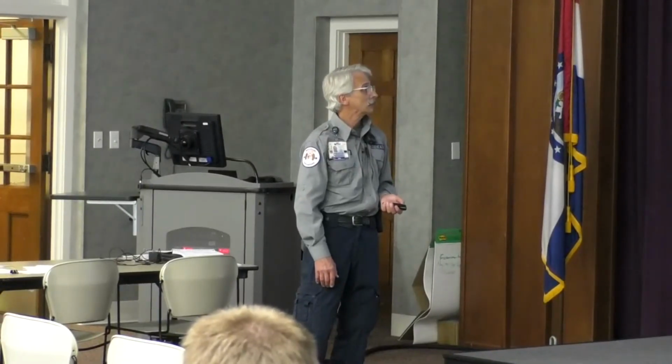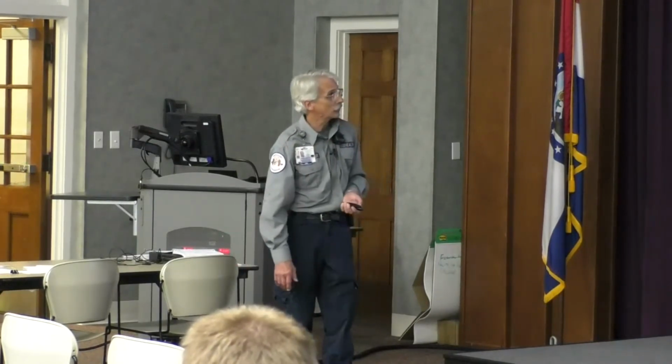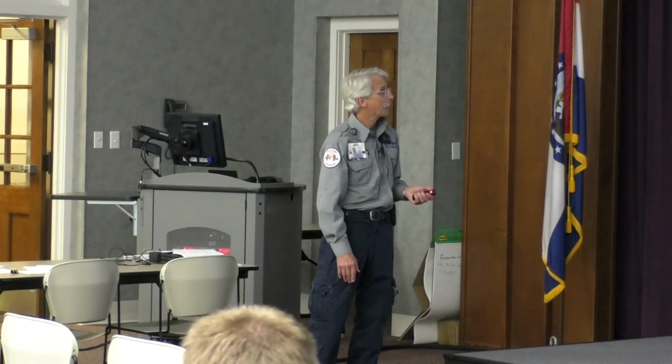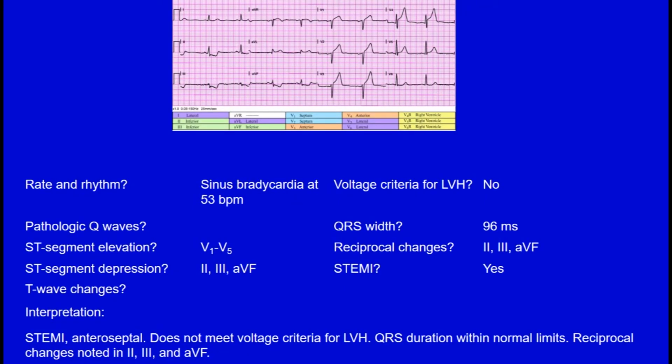So I've got reciprocal changes. Probably V1 through 5. I go with that. Are there any others? Maybe there? I don't know. Let's see if they say that. They do not. Okay. All right. So, anterior septal STEMI.